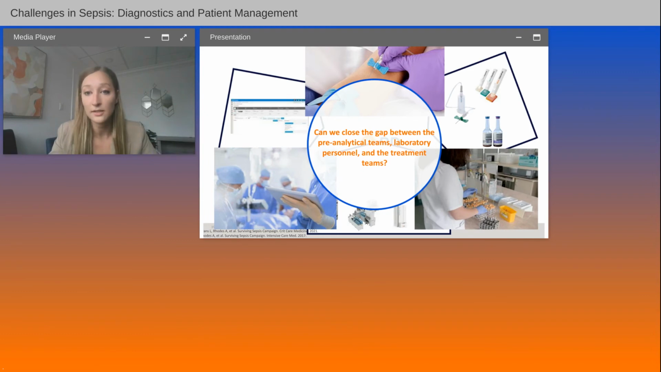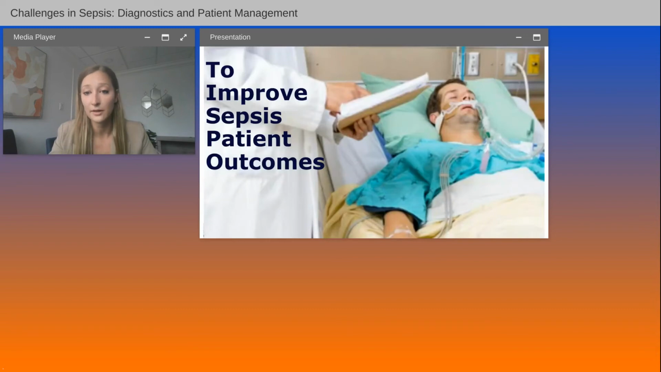Because this is a multifaceted issue, we want to bring more attention to diagnostics. And really, again, this is all with the goal to improve sepsis patient outcomes.